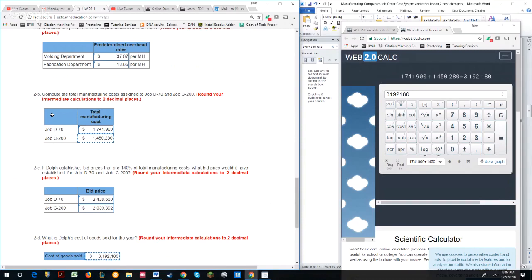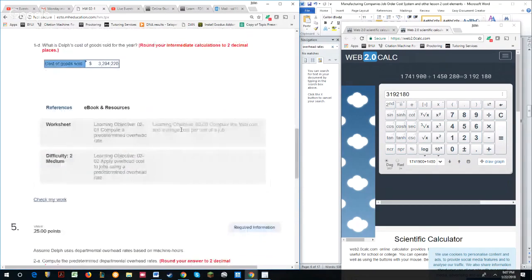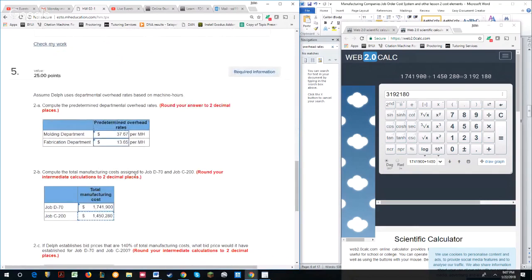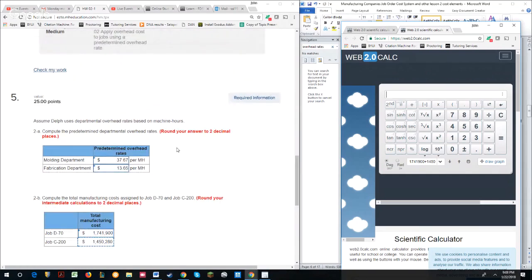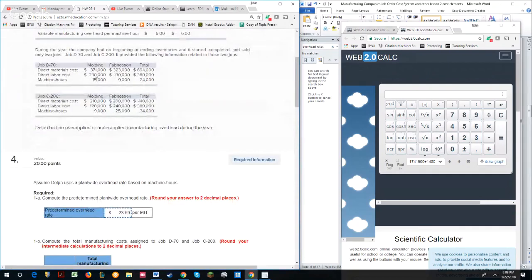Okay, so I came up with 1,797,200 for job D70. That's with your numbers, though, right? Yeah. Okay, so that's really close to what I got, and I think that sounds right. So I did, just really quickly, make sure I did this right. I took the molding department rate per machine hour, the 36, and multiplied that by the machine hours of molding in that job. Yep. And then I did the same thing in fabrication.